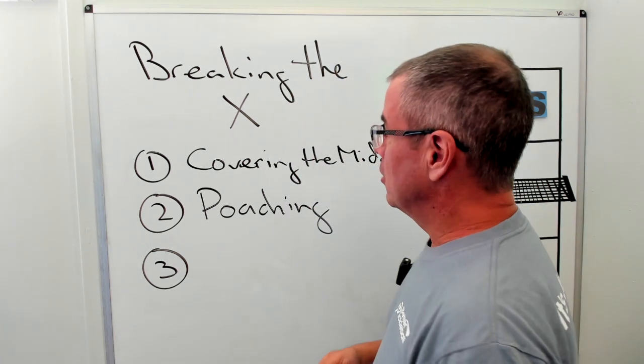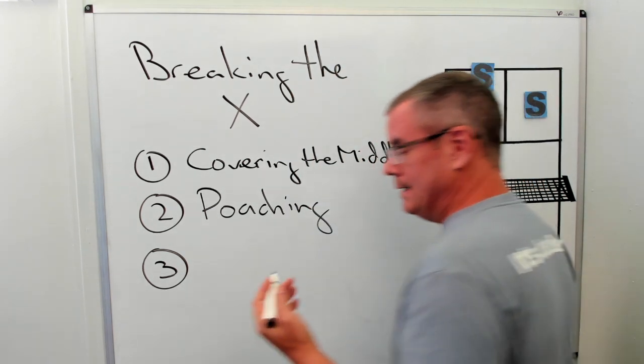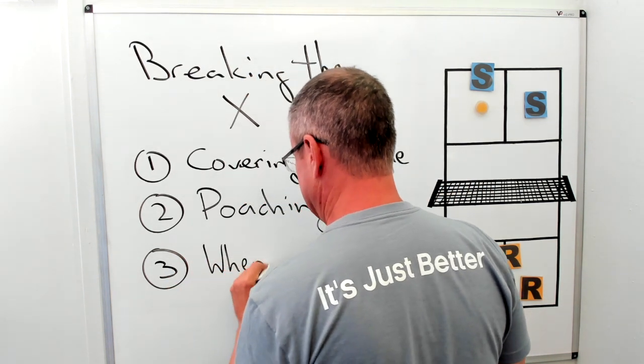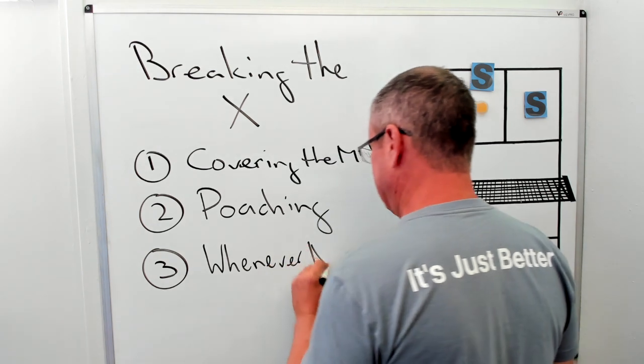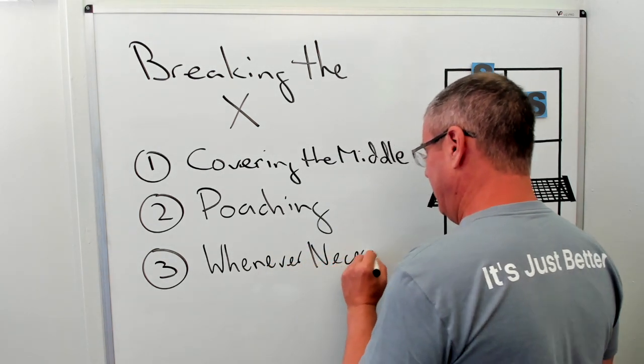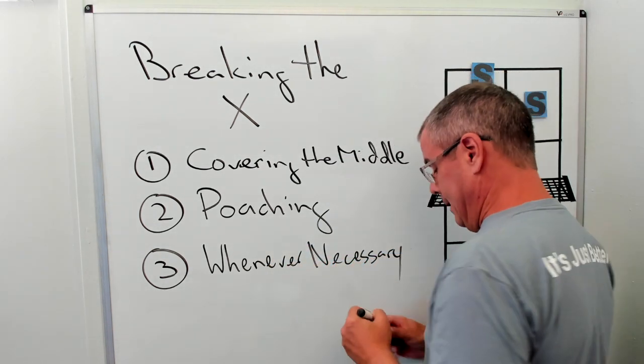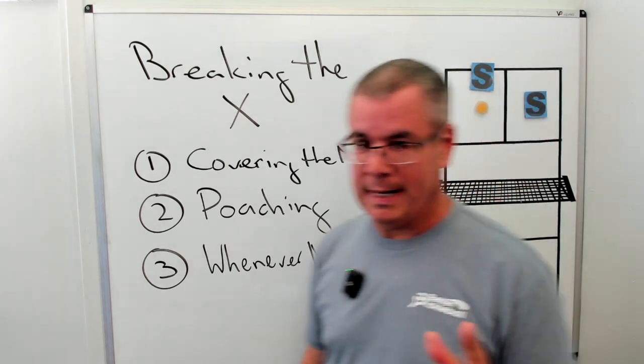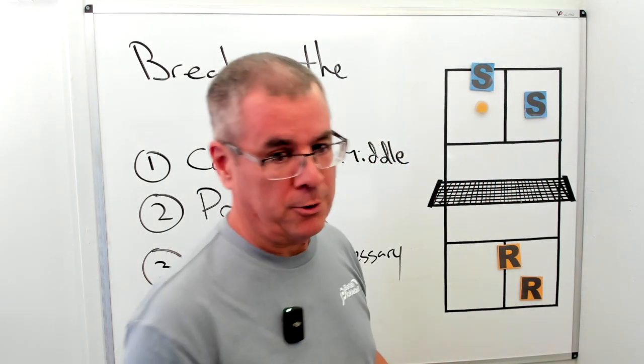All right, let me give you a third reason for breaking the X. The third reason is it's just necessary. So whenever it's necessary, and this is important, it's not willy-nilly. It's not just, I'm not sure, I don't have a reason. If you have a reason to break it, you can break it. And the best example I can give you is on the third shot.